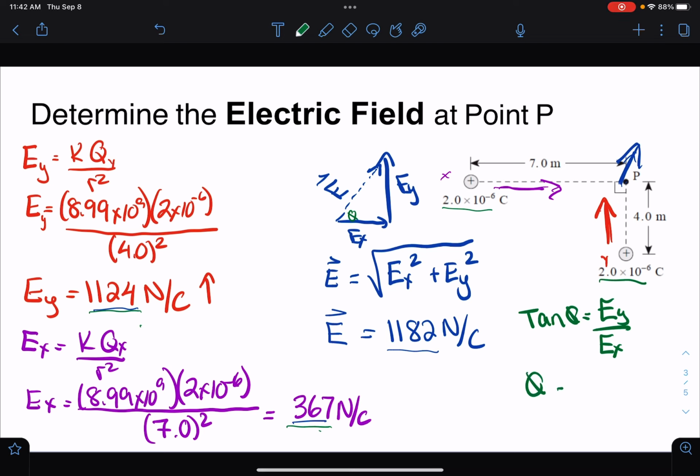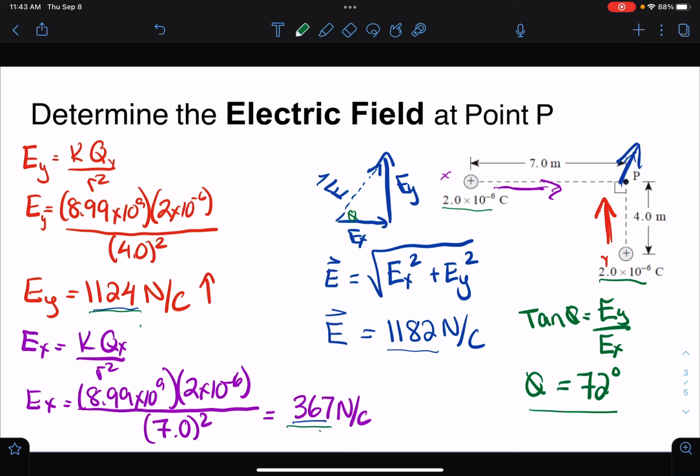So when you divide these two and then take the inverse tangent, I have an angle of 72 degrees. If you're getting a funky answer here, double check that you are in degrees and not radians, but that should give you about 72 degrees. All right, so our grand total answer would be this electric field is 1,182 newtons per coulomb, 72 degrees above the x-axis.